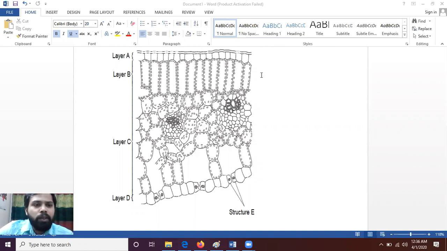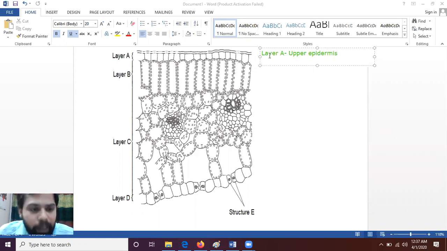I hope you watch the whole video, and then only you will get the whole idea about the internal structure of a leaf. So let's begin with layer A. What's the name of layer A? I hope you know it. Basically, it's the upper epidermis. So this is your upper epidermis.